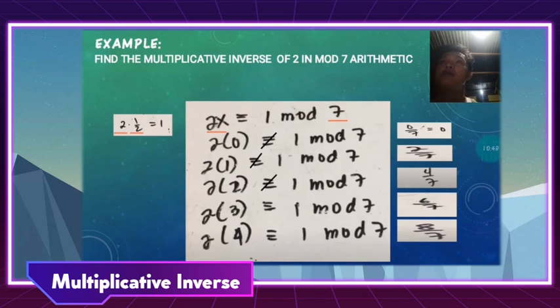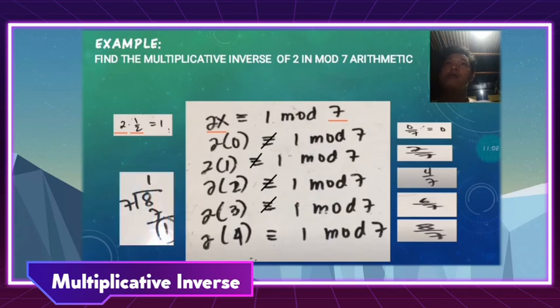And the last is 2 times 4. So, 8 over 7. When you divide 8 by 7, the remainder is 1. So, here we got the answer. Here it satisfies. This means that the multiplicative inverse of 2 is 4.